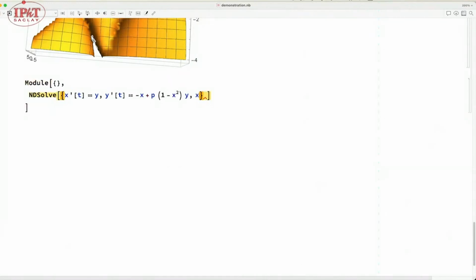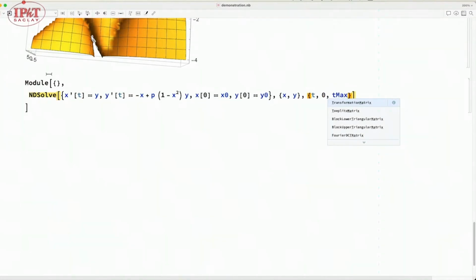And then we also need some initial conditions. So let's say x at 0 is x0, y at 0 is y0, and then I think what we want to say is we are solving for x and y, and we are solving in some time range from t to t max. Okay, so let's say x0 is 1, y0 is 0, the parameter p, let's first make it kind of small, and t max to be 50.